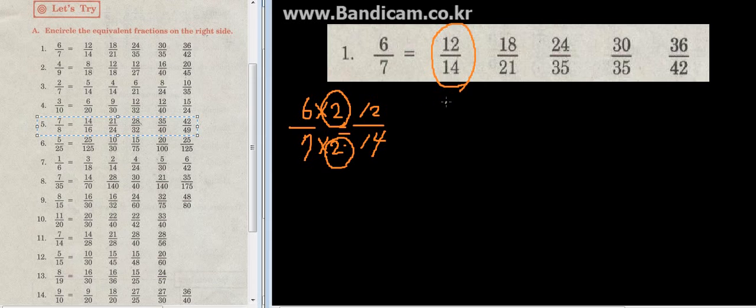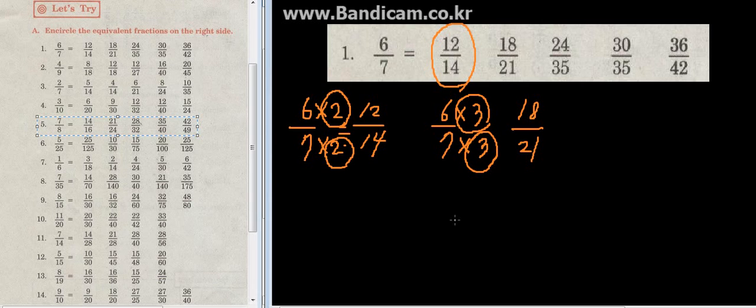And the next one is 18/21, is it the equivalent fraction as the given one? Let's find what we did in both parts. To make 18 from 6, we have to multiply by 3. To make 21 from 7, we have to multiply also by 3. So, we did the same thing in both parts. So, is this equivalent to the given fraction? Yes.